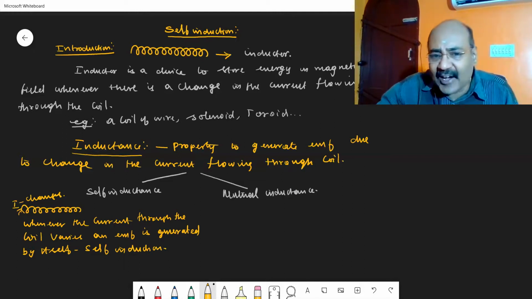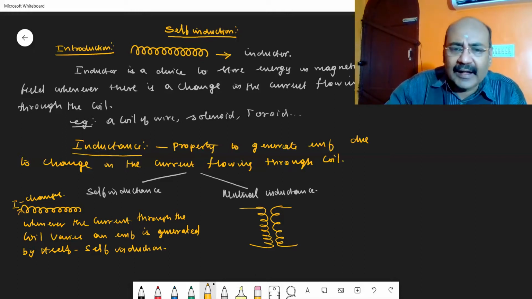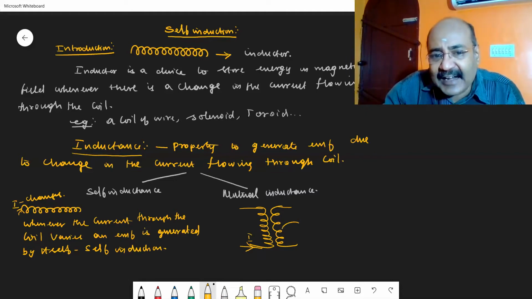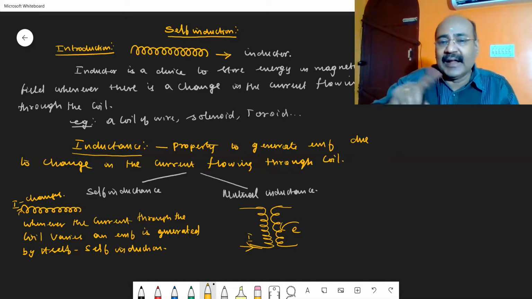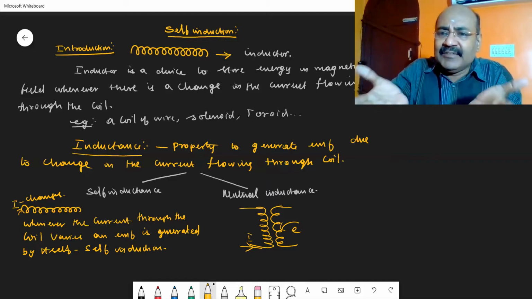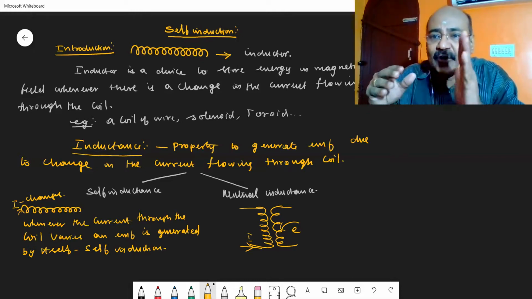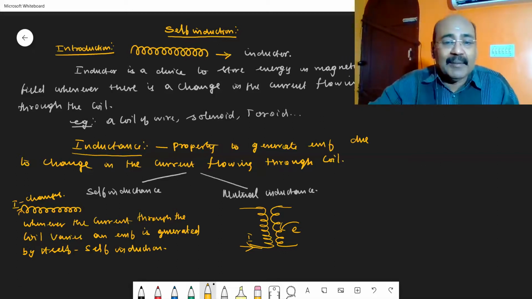But in the case of mutual inductance, you have to consider a pair of coils, not a single coil. In any one of the coils, if you are supplying current and the current changes, an EMF is generated or induced in the neighboring coil, and that phenomenon we call mutual inductance. In the first case, due to the change in current, the EMF is induced in the same coil. But in mutual inductance, whenever the current flows in one coil, it produces an EMF in the other, neighboring coil.